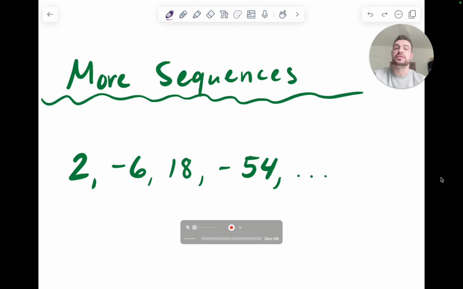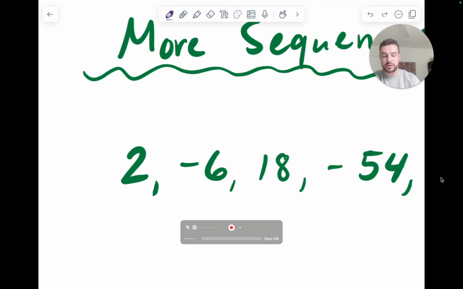So, for our very first sequence, we have 2, -6, 18, and -54. And then the sequence is going to continue. Now, typically what we would do is look and say, okay, to go from the first term to the second term, we are subtracting 8. That's what we've done in the past, and that is what we would call an arithmetic sequence.